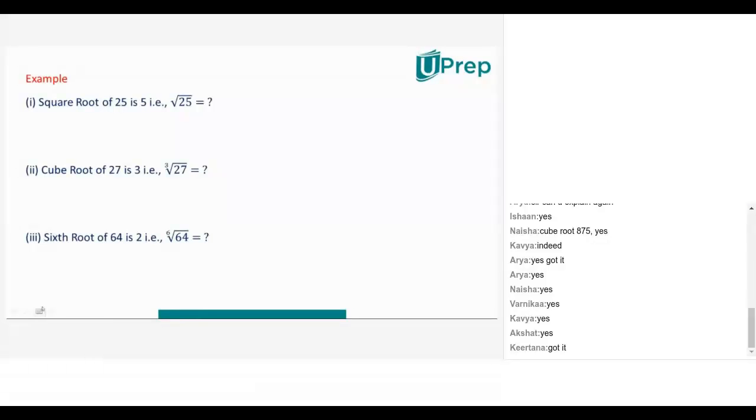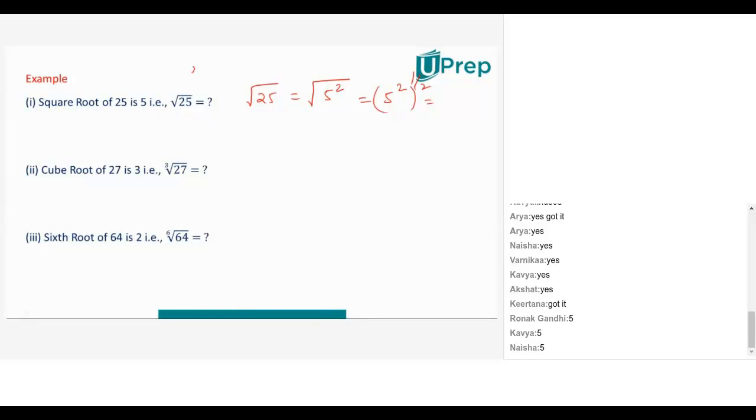Okay, square root of 25 is 5. Can anyone tell me what is square root of 25? How will you do it? 25 can be written as 5 square. So basically it is 5 square to the power of 1 by 2. Therefore you know a power m whole power n is a power mn. So we are multiplying 5 to the power of 2 into 1 by 2. Those exponents 2 and 2 get cancelled. That's the reason it is 5. So square root of 25 is 5, right?